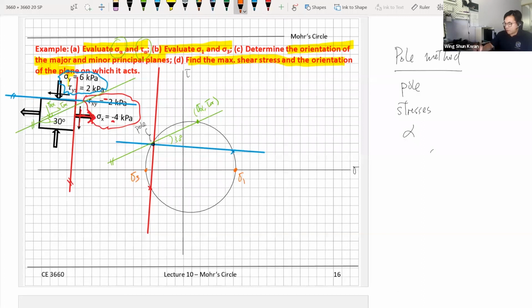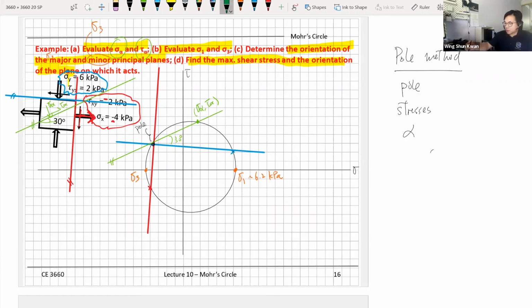So you can read from the scale. So this is 1, 2, 3, 4, 5, 6, maybe about 6.2 kilopascal. So you can also read like 6.6. You can also read out the sigma 3, and also you can read out the sigma alpha and tau alpha. And then part C will ask you to find the orientations of the major and minor principal planes. So the major principal plane is the sigma 1, and the minor principal plane pretty much is sigma 3.